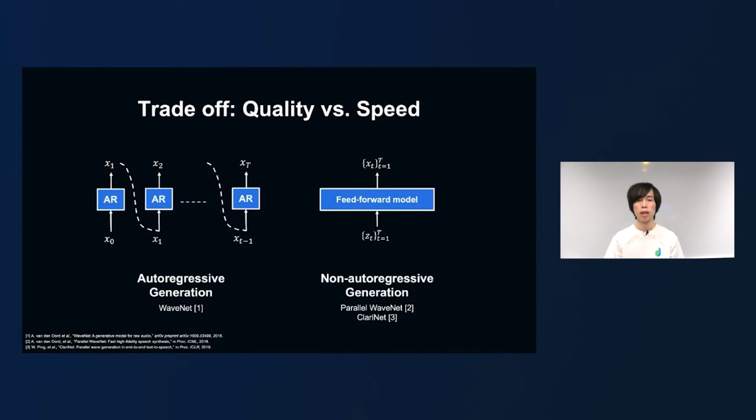We have shown that WaveNet can generate high-quality speech. However, as I will explain, there are pros and cons to everything. Speech waveform generation methods can broadly be classified into two types. One is autoregressive generation methods, such as WaveNet, and the other is non-autoregressive generation method.